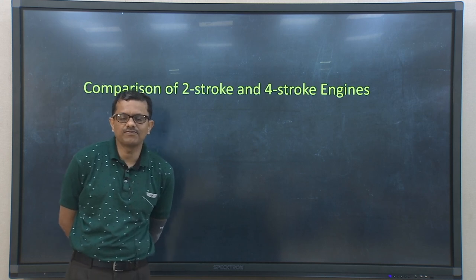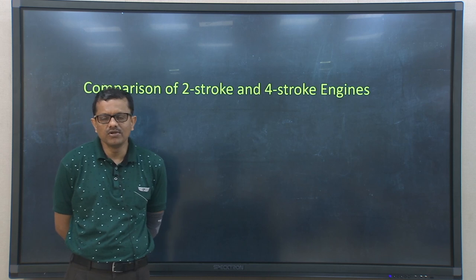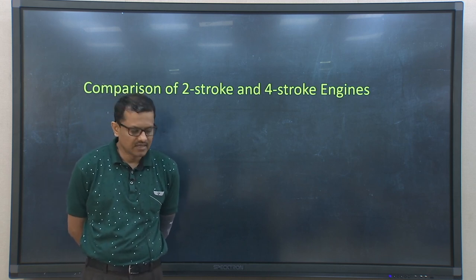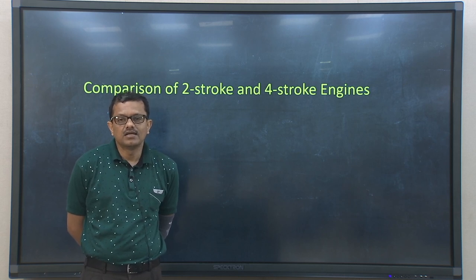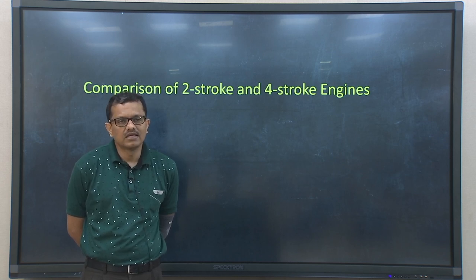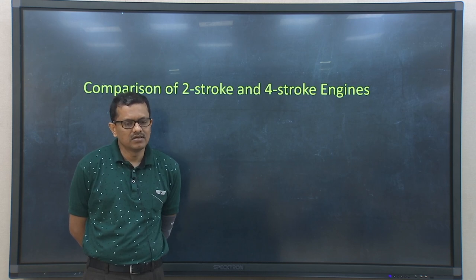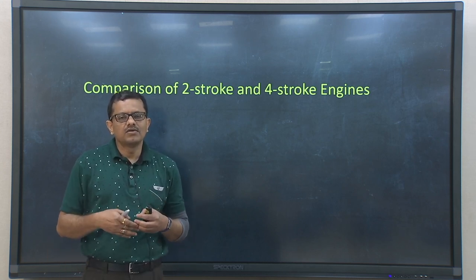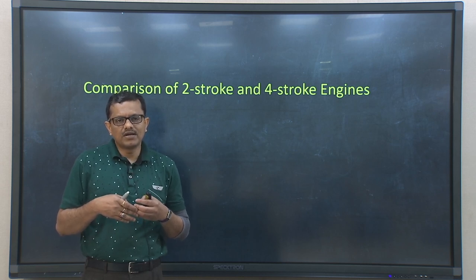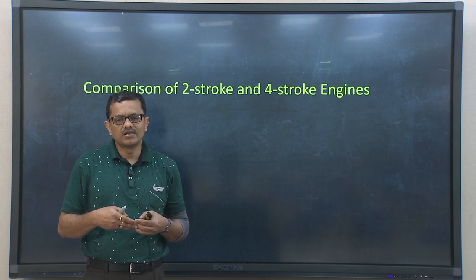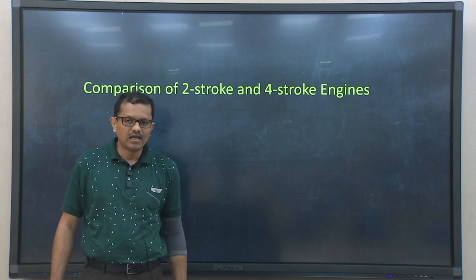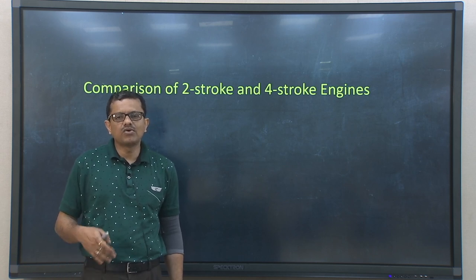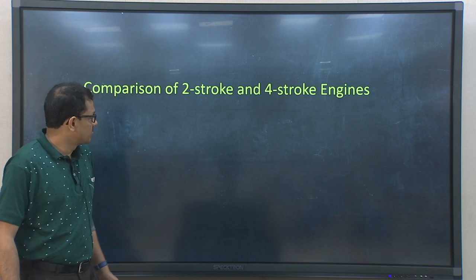In fact, in the last class we started our discussion on this particular module, that is the internal combustion engine, and we have seen different parts of an internal combustion engine. We also discussed the requirement of a few parts for the SI engine, which are not needed for the operation of the CI engine. And finally, we had discussed the classification of the internal combustion engine.